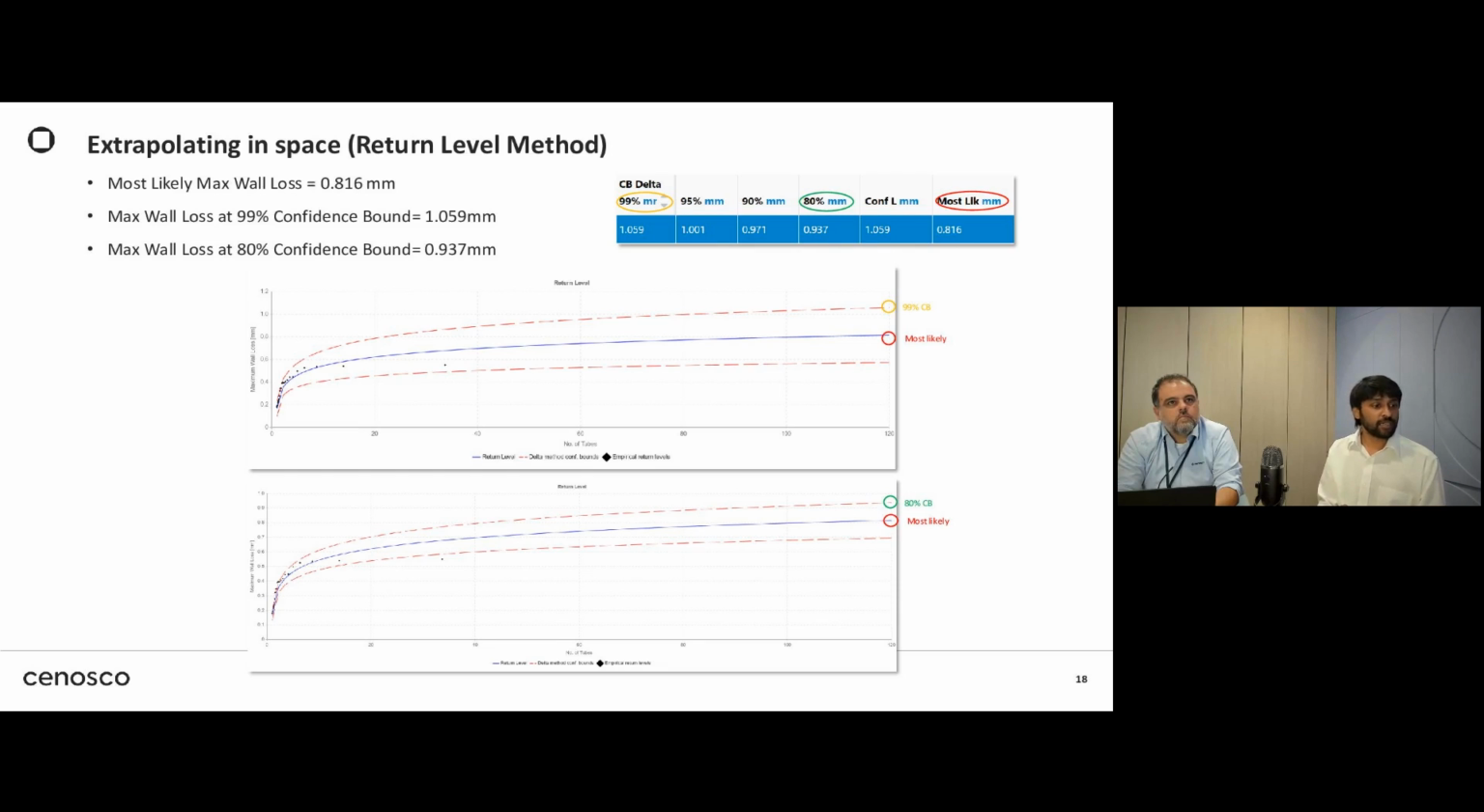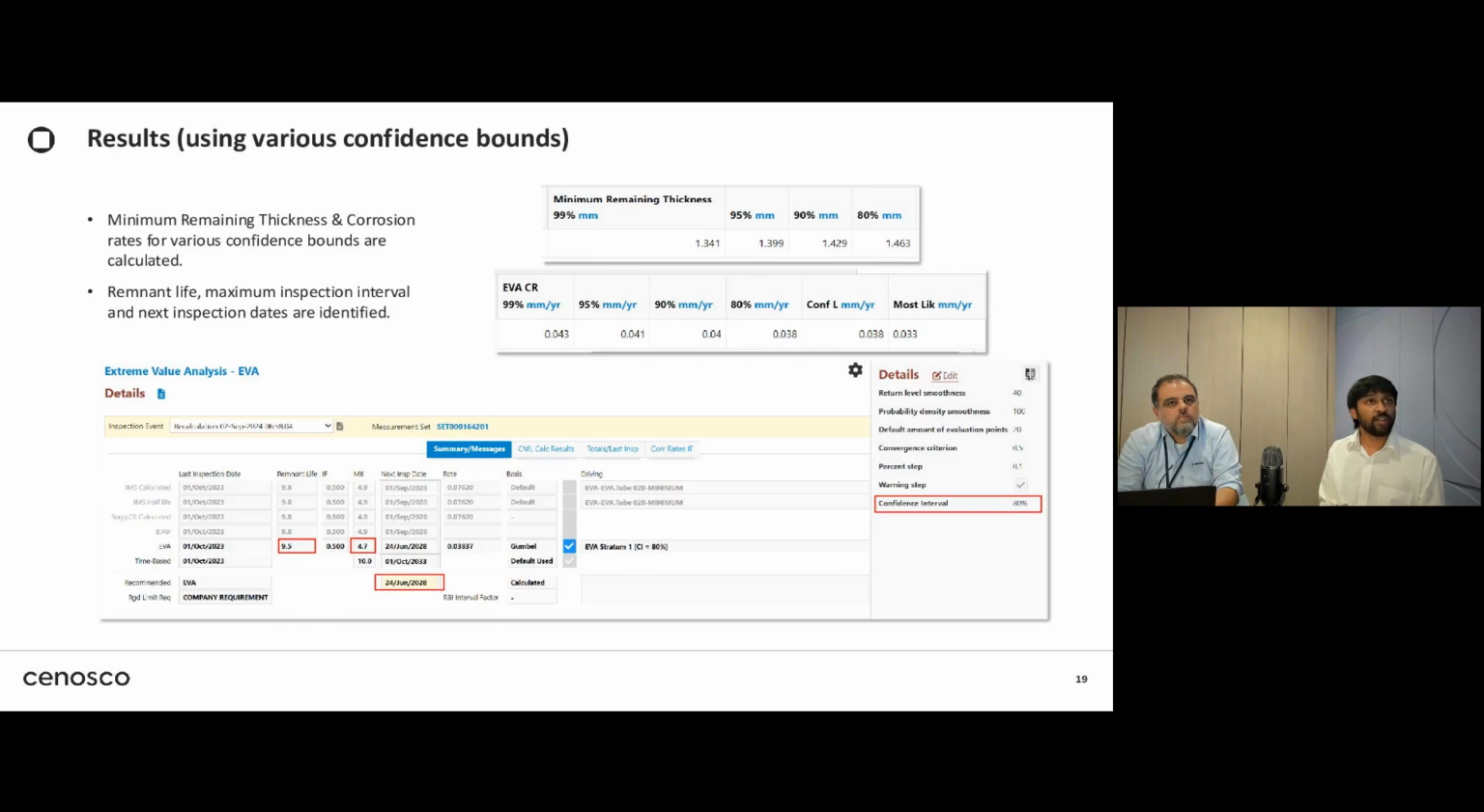So next, we can have a look into the results with various confidence bounds, because so far we have identified the maximum wall losses. But of course, ideally, we need to understand what is my remnant life, what is my maximum inspection interval. Just like I highlighted earlier, a confidence bound of 80% was used. And based on that, an estimated remnant life of about 9.5 years was identified.